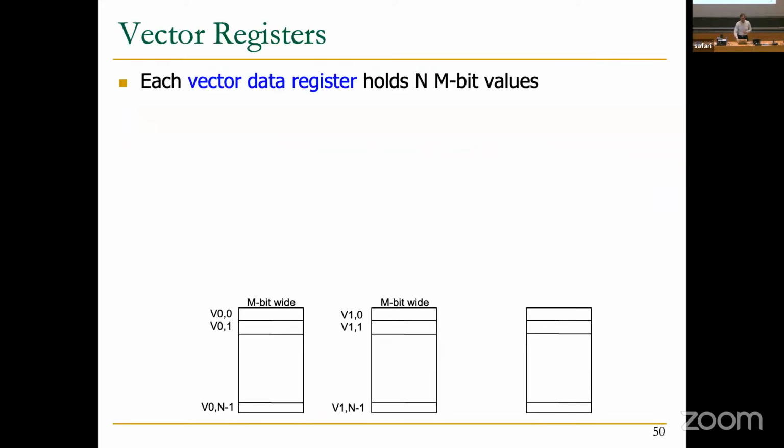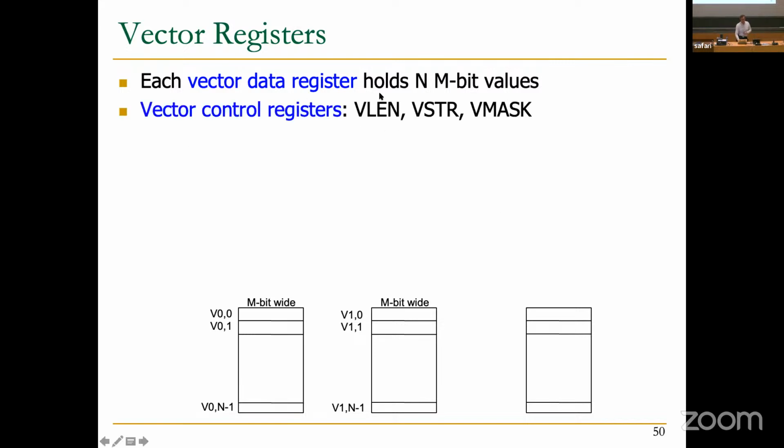Okay, so we're going to talk about vector data registers a little bit more. We have essentially each vector data register holding n-bit values. And you can see that you have vector register 0, vector register 1. You can have a vector register set, essentially a vector register file, as we have seen. And then we have vector control registers: vector length, vector stride. We already talked about this.